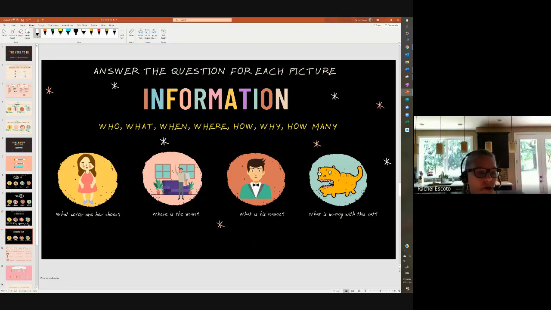Okay, so here we go. It's saying, what color are her shoes? What color are her shoes? We'll look at them. We can say her shoes are purple, right? Her shoes are purple. So here's my subject and my verb to be. We could also say they are purple, right? Because we're talking about her shoes and it's plural.